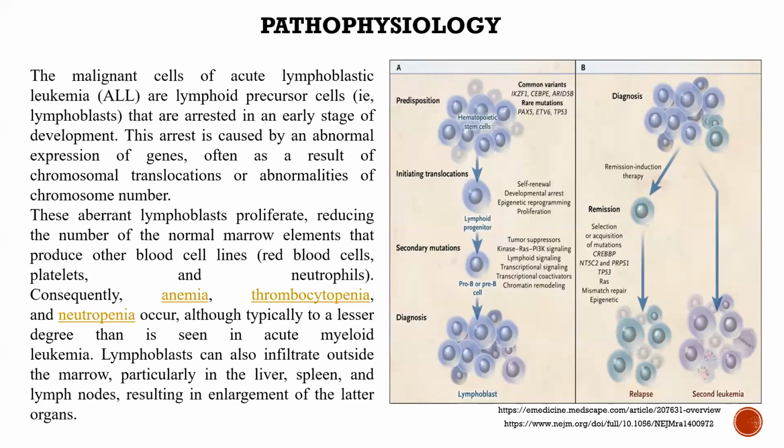The malignant cells of acute lymphoblastic leukemia are lymphoid precursor cells that are arrested in the early stage of development. This arrest is caused by an abnormal expression of genes, often as a result of chromosomal translocation or abnormalities in chromosome number. These aberrant lymphoblasts proliferate, reducing the number of normal marrow elements that produce other blood cell lines. Consequently, anemia, thrombocytopenia, or neutropenia occur, typically to a lesser degree than is seen in acute myeloid leukemia. Lymphoblasts can also infiltrate outside the marrow, particularly the liver, spleen, and lymph nodes, resulting in enlargement of these organs.